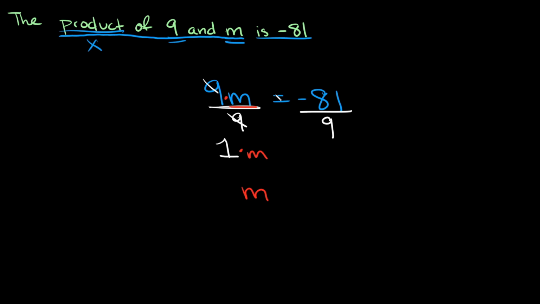Now, let's bring down the rest of our equation. So equal to, right? Equal to. And then what's negative 81 divided by 9? Well, 81 divided by 9 is 9, right? And then a negative divided by a positive number is a negative number. So we have m is equal to negative 9. There's your answer. All right, guys, so that's how you translate words into equations and then solve them.